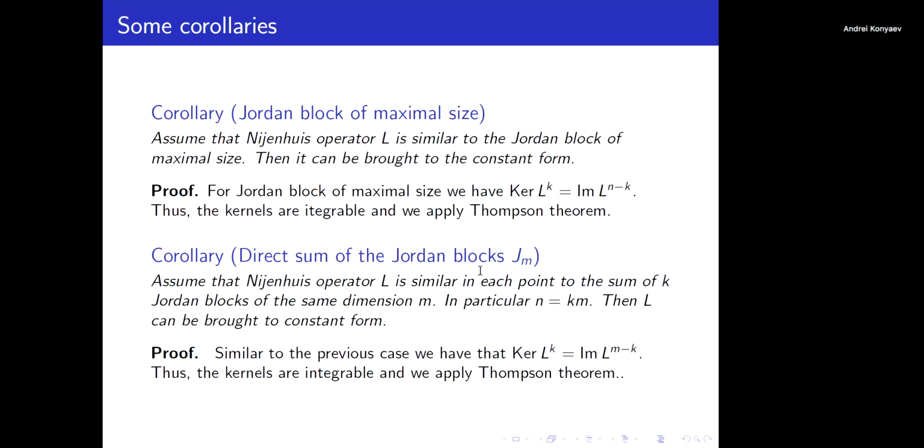Another example, very similar, is you have several Jordan blocks of the same size, right? Of the size M, you have several Jordan blocks. Then you get the same result. It means that the kernel and the image are the same. Not all the dimensions allow such operators to exist, of course. But in our case, everything's okay, and those powers coincide. Those distributions do coincide. And again, because the image is integrable, the kernel is also integrable.